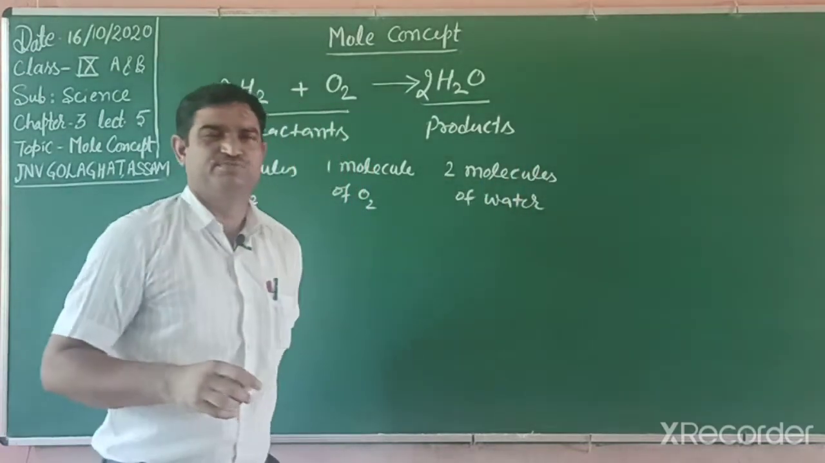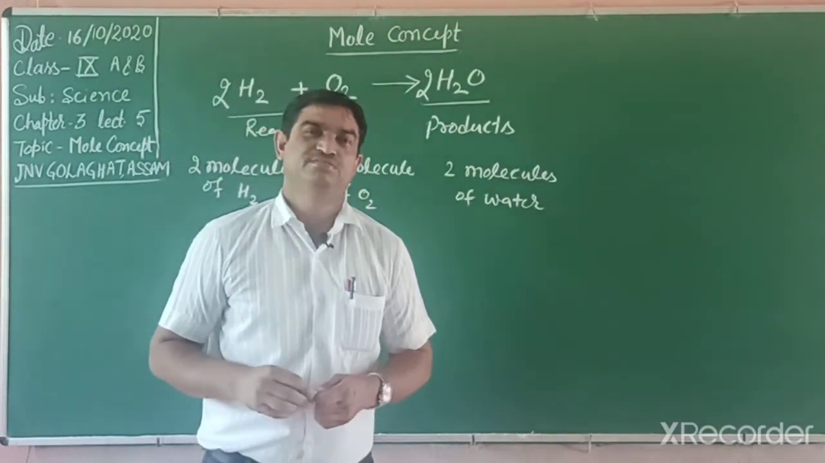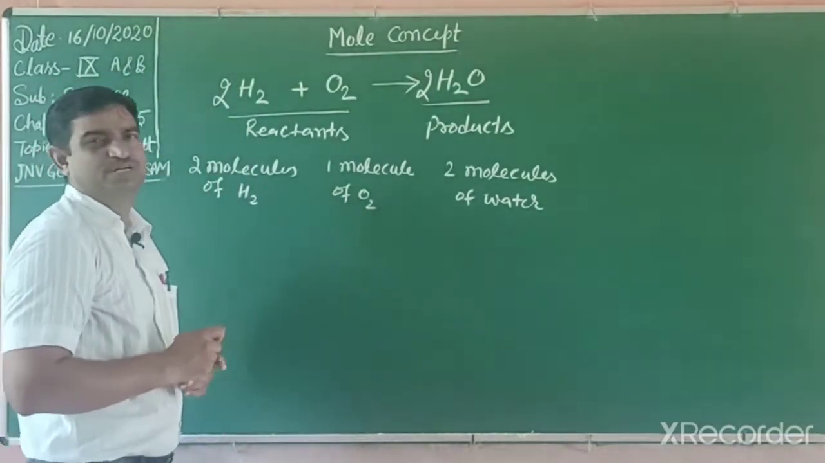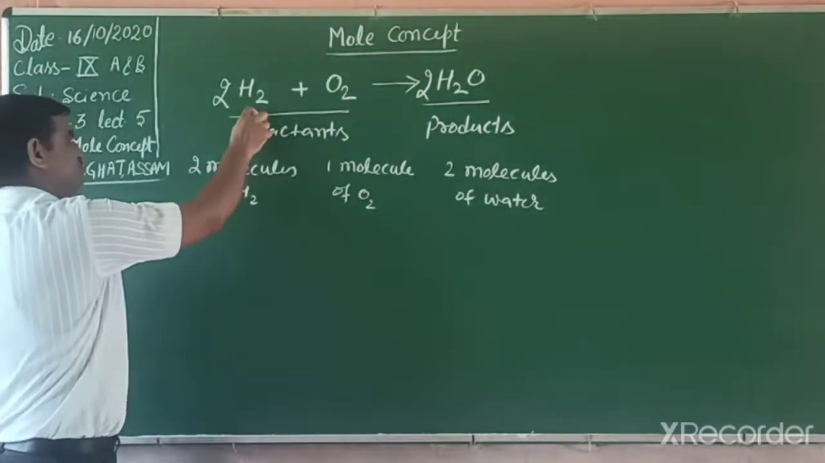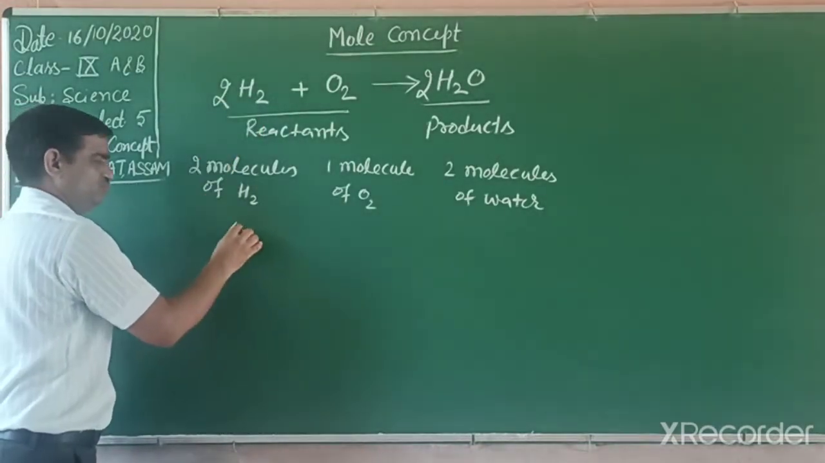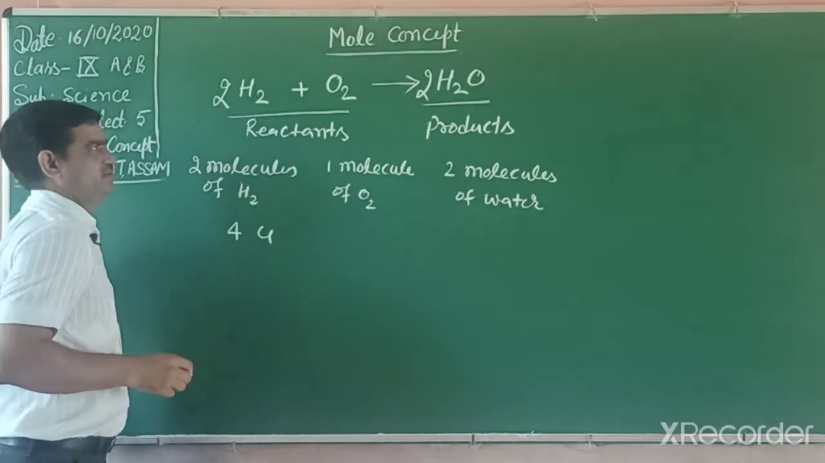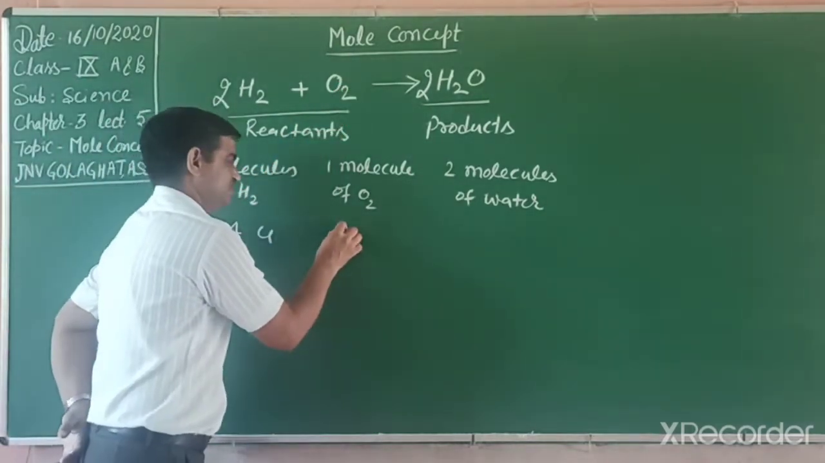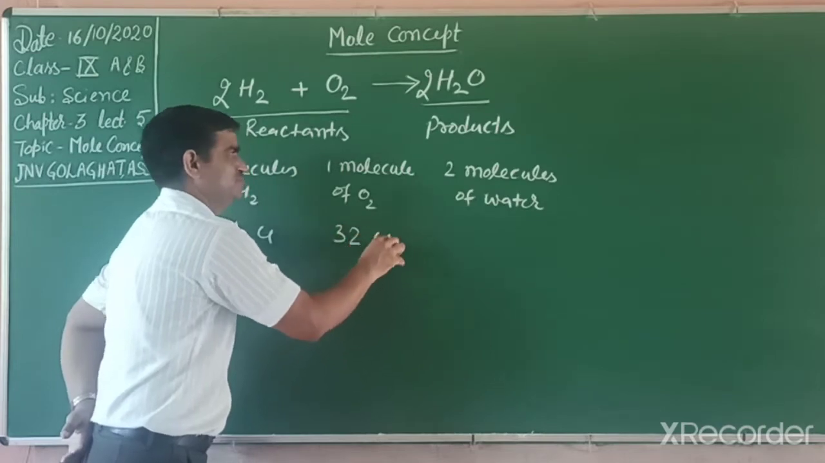Students, we can explain by another method, that is if we represent it by mass. So hydrogen mass we know is 1 unified mass, so the hydrogen total mass is 4U. And the oxygen mass we already discussed is 16U, so its mass is 32U.